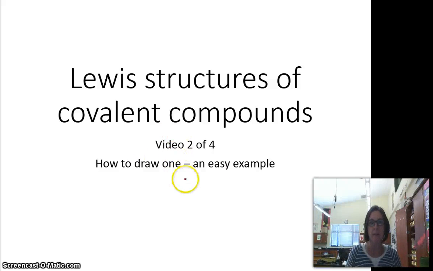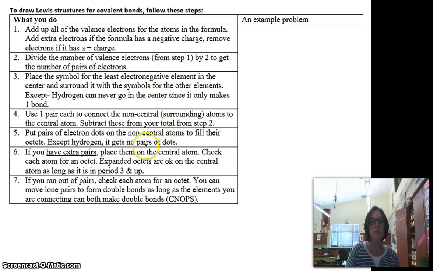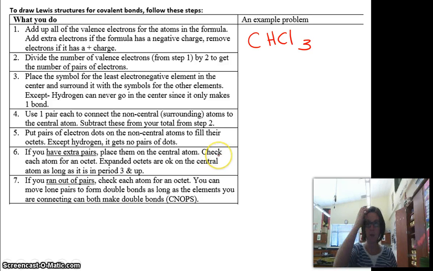This is the second video in the series on how to do Lewis structures of covalent compounds. In this video, I'm going to show you how to draw a Lewis structure using an easy example. These are the directions that are on the piece of paper that I gave you. And for this one, the formula we're going to do is CHCl3. You need the chemical formula for the compound that you're going to draw.